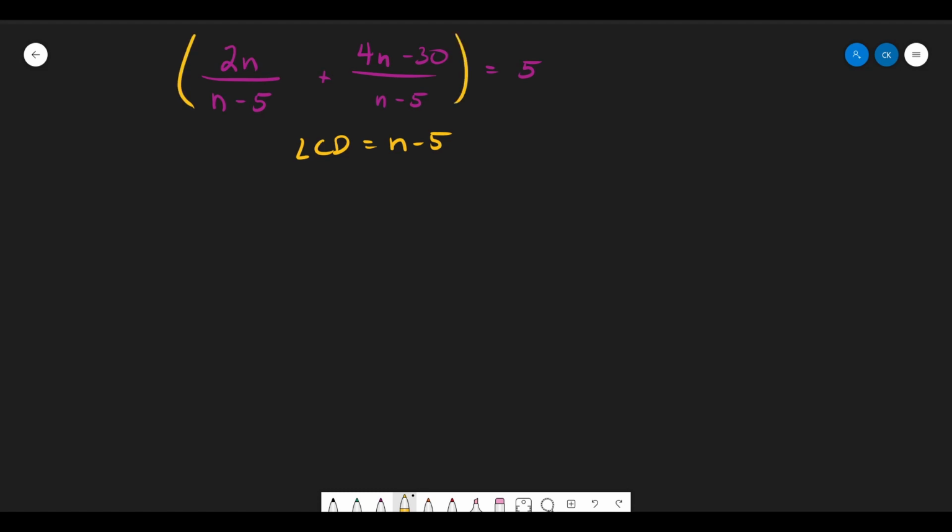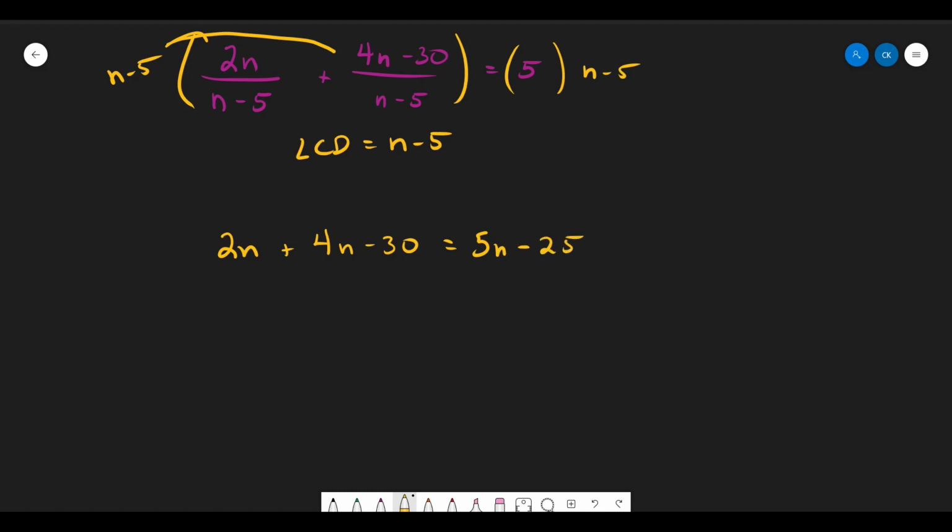That's great. That makes it really easy for us. Because when I multiply both sides by n minus 5, when I multiply this here by n minus 5, the n minus 5s will cancel out and I'll be left with just 2n. When I multiply this by n minus 5, the numerator here and the denominator here will cancel out and I'm left with 4n minus 30. So nice and easy on that side. Over here, I just do 5 times n minus 5, and I get 5n minus 25.